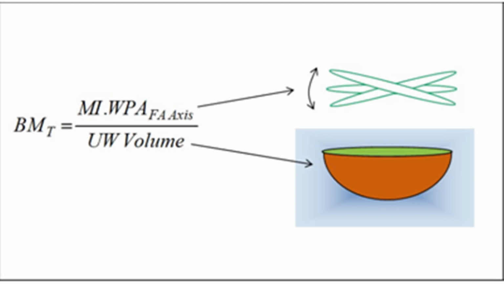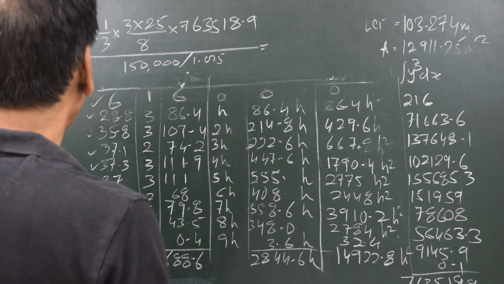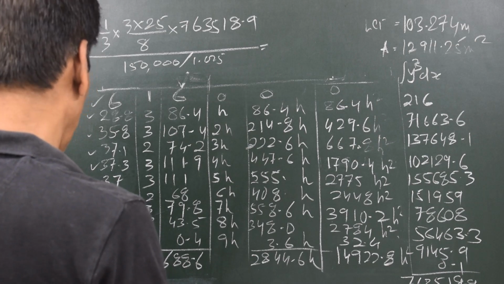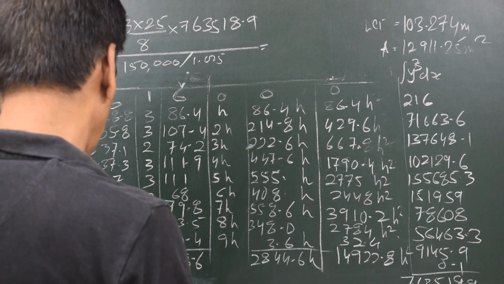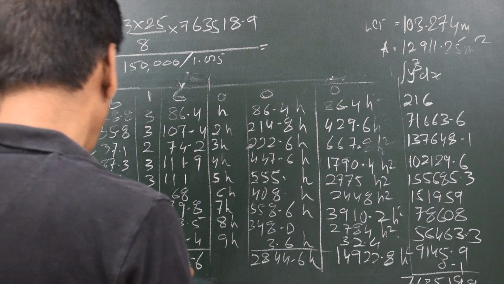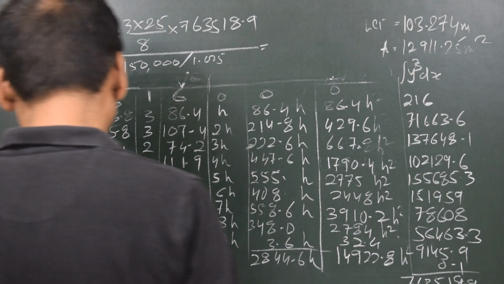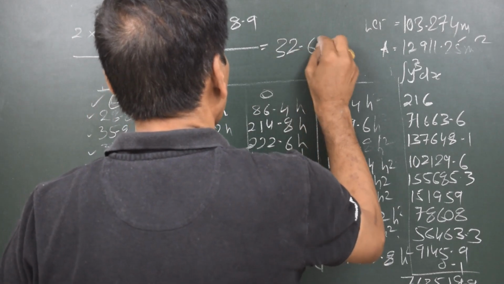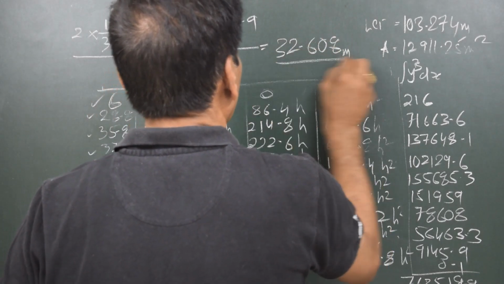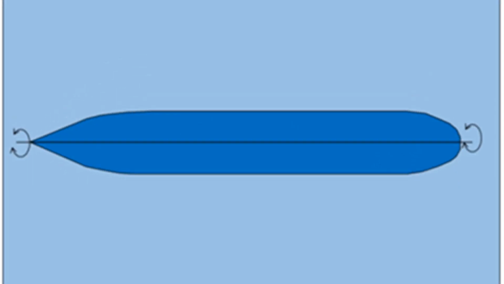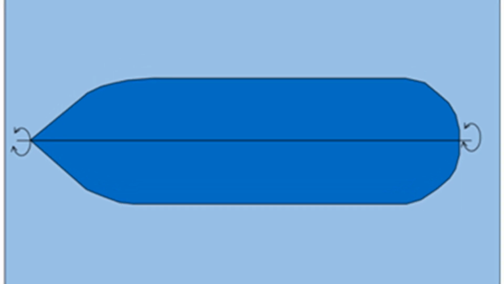So 2 into 3 into 25 by 150 gives me 32.608 meters, the BM transverse.